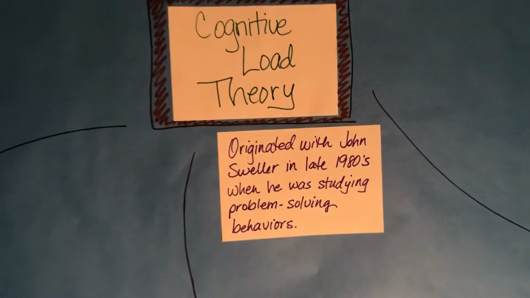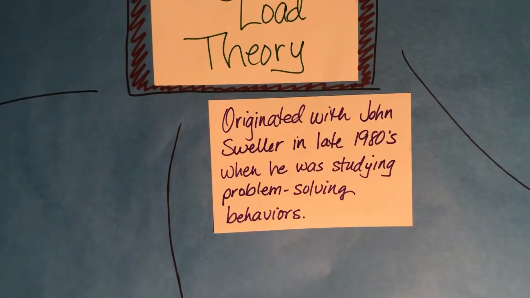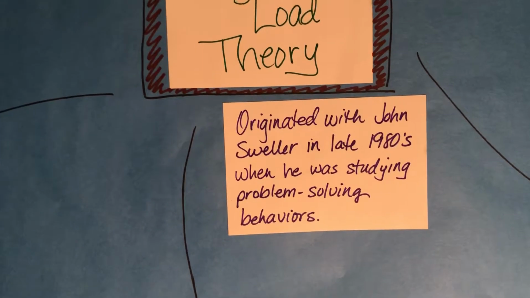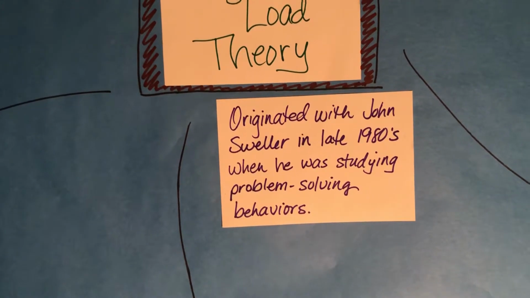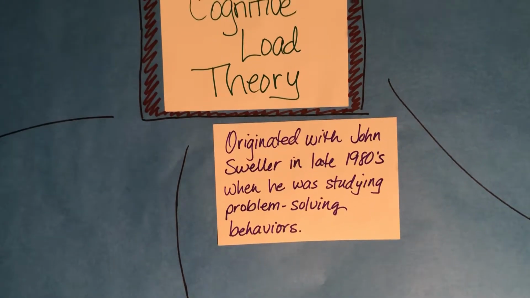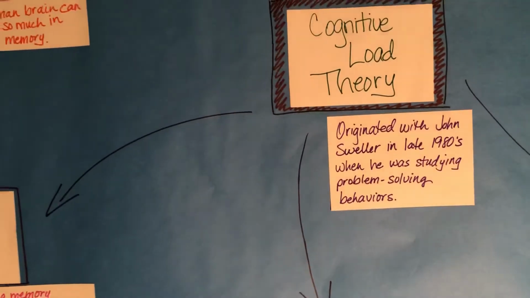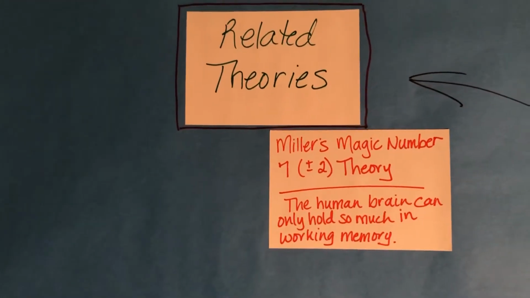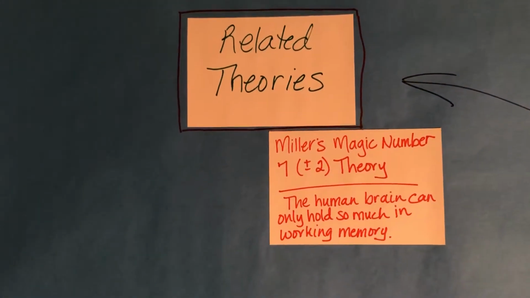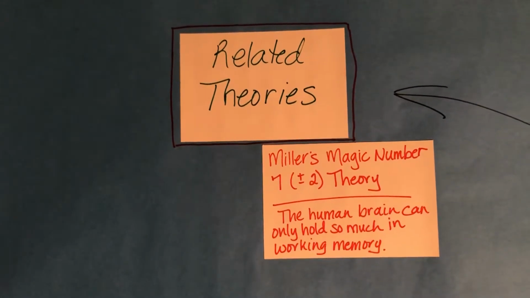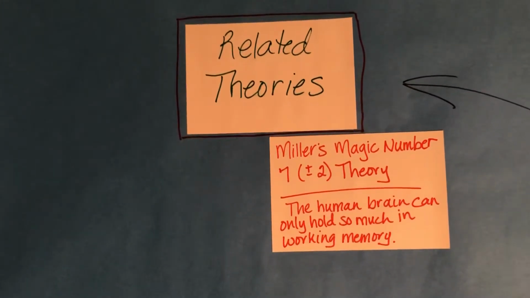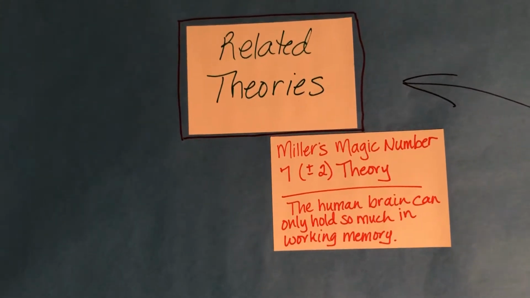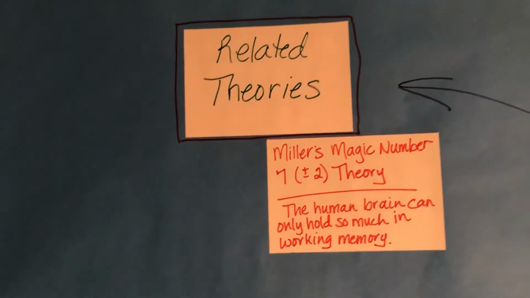John Sweller is the theorist behind cognitive load theory. His theory sprang from the idea that learners can be bogged down by the complexity of a task because working memory can only hold so much information at once. Sweller's theory is related to Miller's magic number 7, plus or minus 2, which is right up here. Both theorists agree that human working memory can hold and process a pretty specific and small amount of information just at one time. Once new information is learned and added to our long-term memory, then we can recall it when necessary.